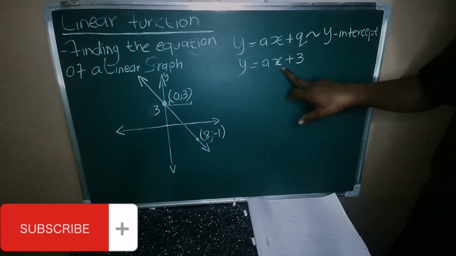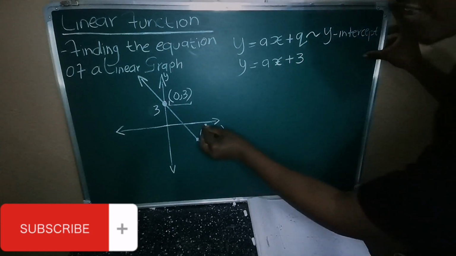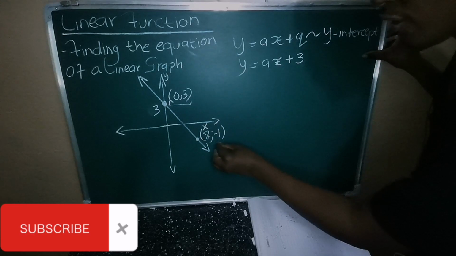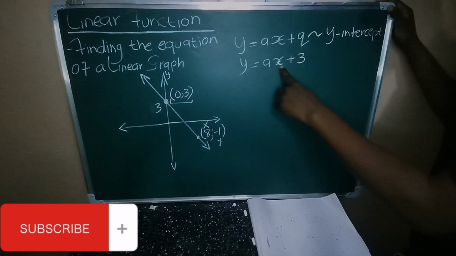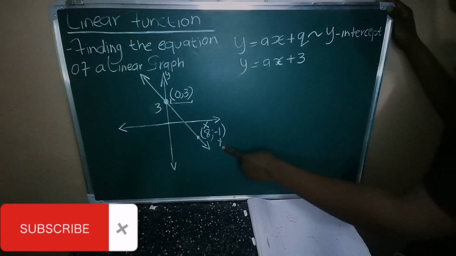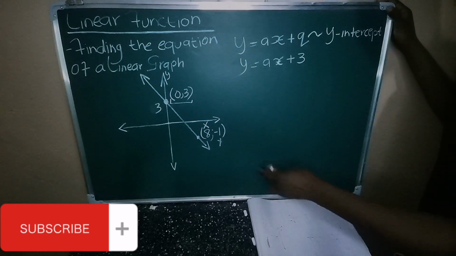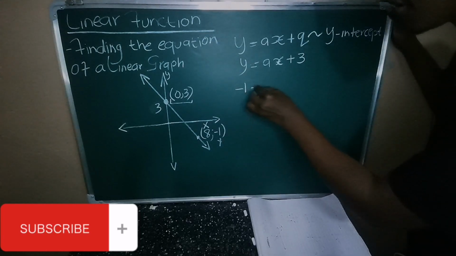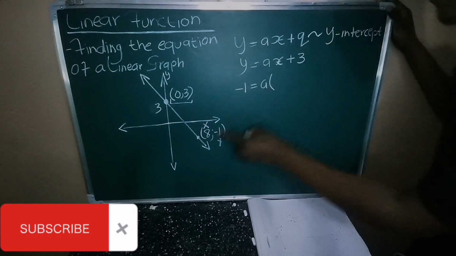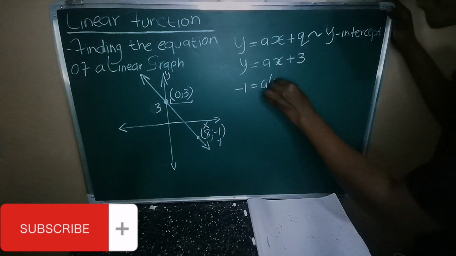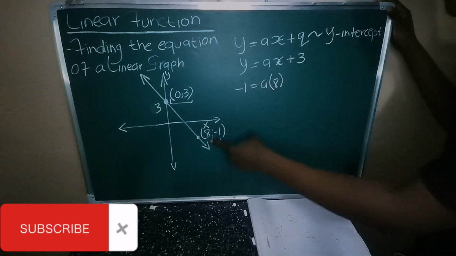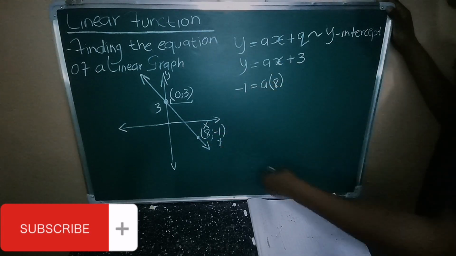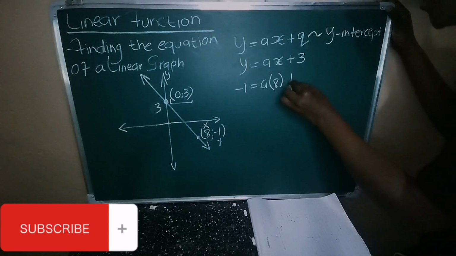Where I see x, I put in 8, and where I see y, I put in -1. That's basically what I'm going to do right now. So -1 is equal to a multiplied by 8. Where I see x, I put in 8. Where I see y, I put in -1. That's basically the logic behind it.